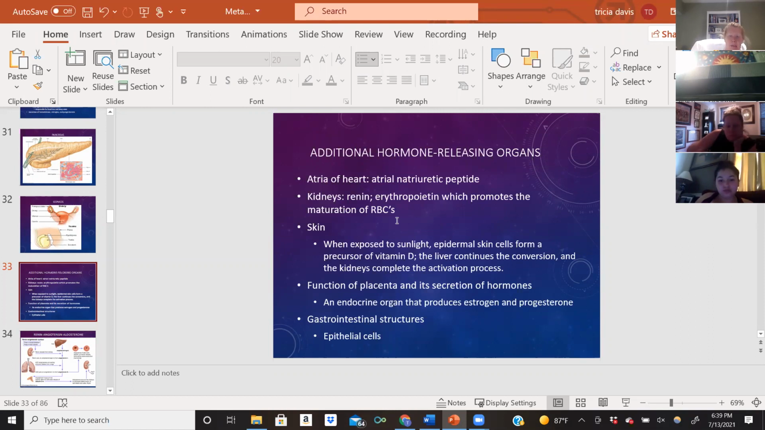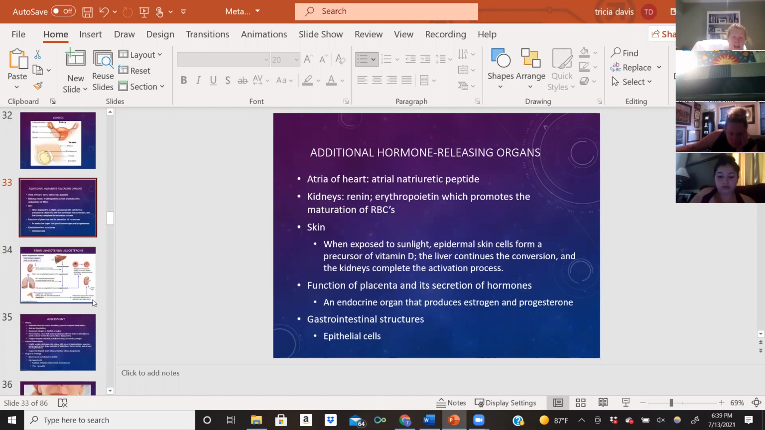When women have a baby, they have a placenta, and it is also responsible for secreting hormones. It's actually considered an endocrine organ, and it does produce estrogen and progesterone. And then we have a lot of different gastrointestinal structures, a lot of epithelial cells and cells that, like gastrin, secrete different enzymes to help break down our food.